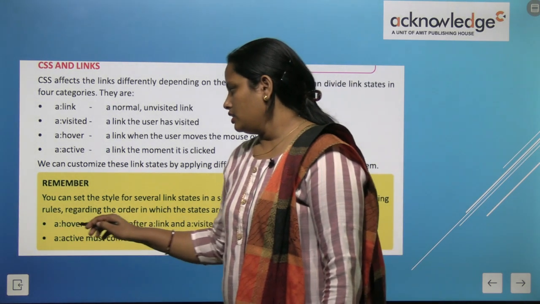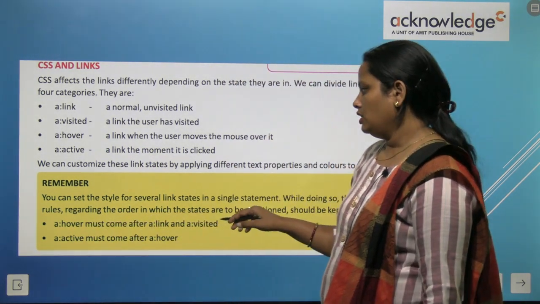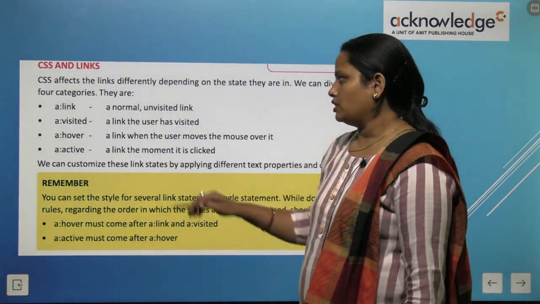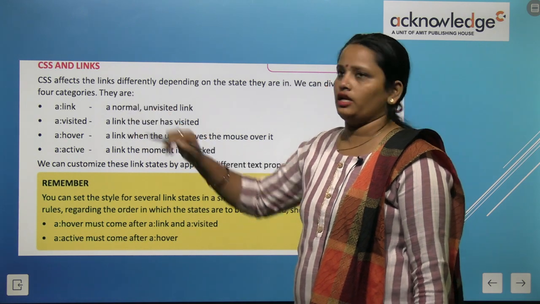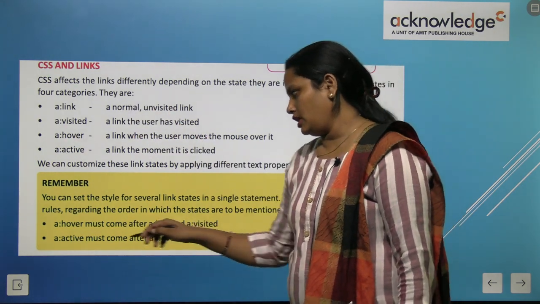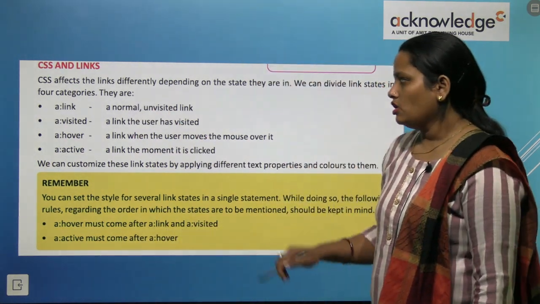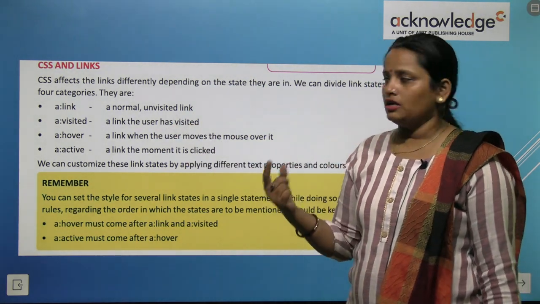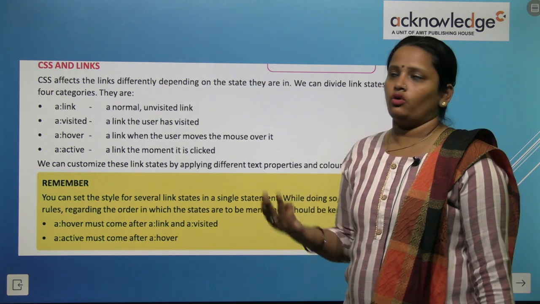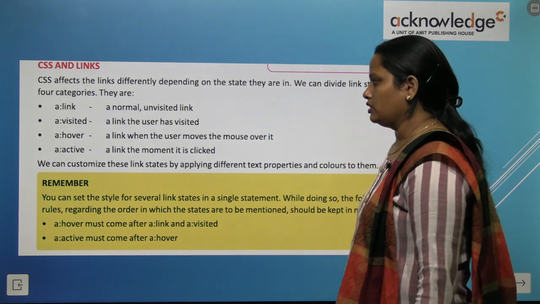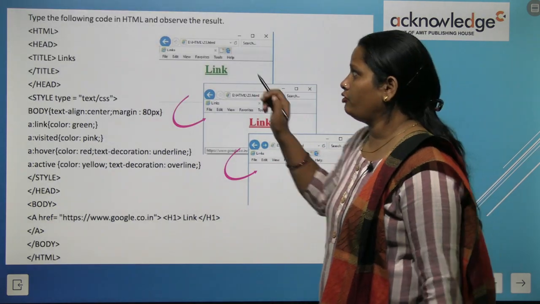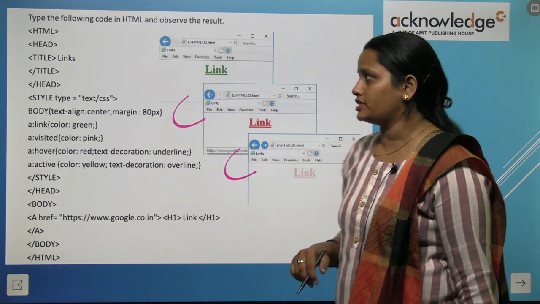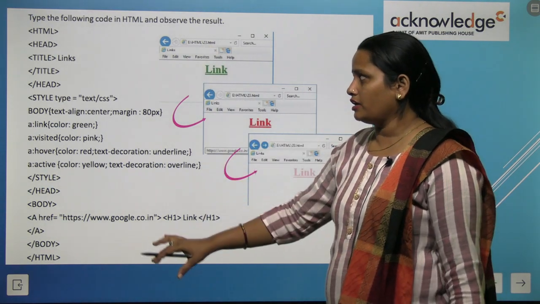क्या क्या है? A hover must come after A link and A visited. Hover हमेशा visited और link के बाद ही आना चाहिए. A active must come after hover और A active हमेशा hover के बाद आना चाहिए. सबसे पहले आएगा link, फिर आएगा visited, फिर hover and then active will come. Now we have to type the following code in HTML and observe the result. So these codes are given here.